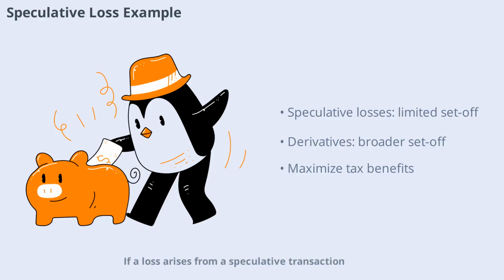If a loss arises from a speculative transaction, such as a trade settled without actual delivery, it can only be set off against speculative income. However, exchange-traded currency derivatives are generally not considered speculative, so losses can be set off more broadly. This distinction helps traders maximize their tax benefits.